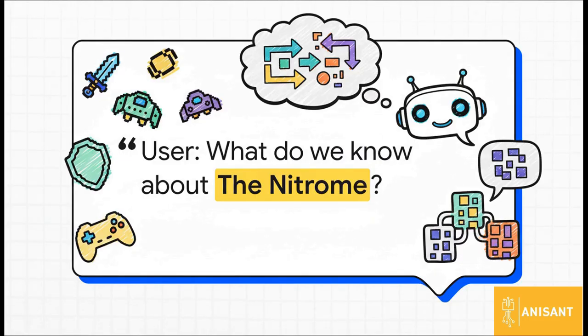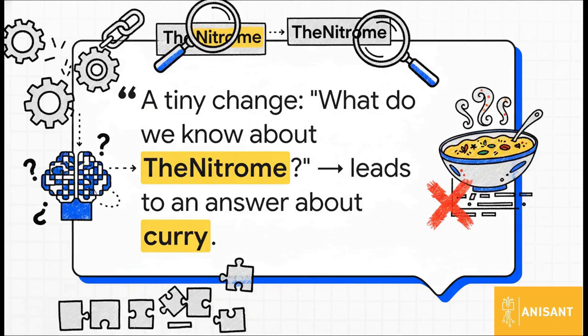Let's look at a real example from some research on this. A user asks about the Nitrome, which is a game studio. The tokenizer correctly splits this into 3 clean tokens: the, night, and Rome. The AI gets it, no problem, and gives a totally relevant answer. But watch this. With one tiny change, just removing the space between the and Nitrome, the tokenizer creates a single, unfamiliar token, the Nitrome. The AI has never seen this brick before. It has no idea what it means. Its comprehension completely breaks down, and it just outputs a random paragraph about curry. Seriously, that's a glitch token in action.